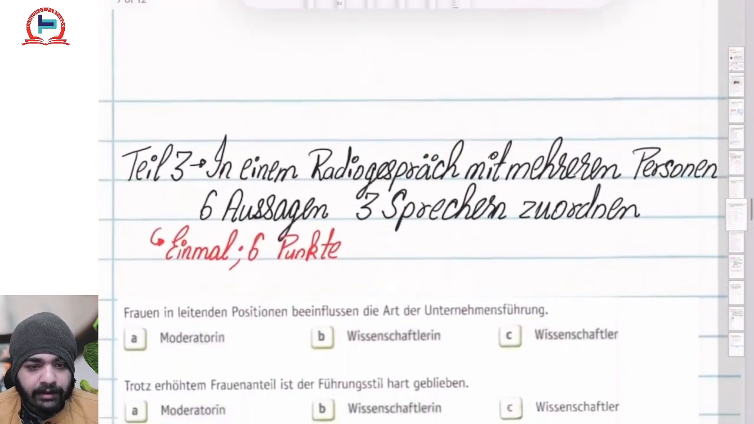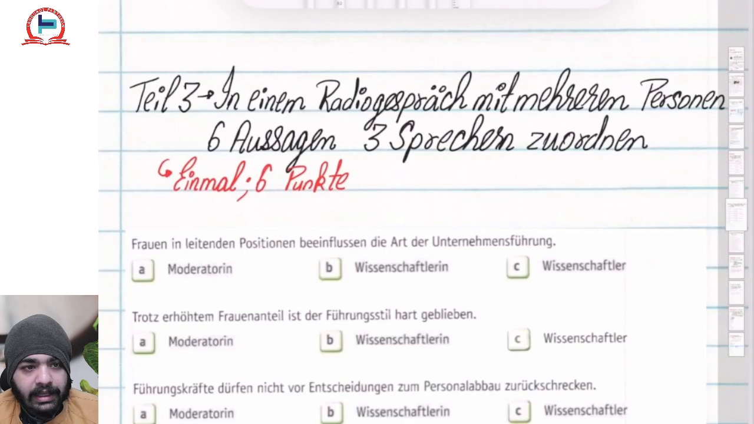Dann zum Teil 3. In einem Radiogespräch mit mehreren Personen 6 Aussagen, 3 Sprechen zu hören. In this part, you have a radio conversation. There is one host and 2 guests. Okay. These statements are right by default. So here it's not about whether the statement is correct or not, rather about who is speaking that statement. The moderator, the host, or the one of the 2 guests. Okay.